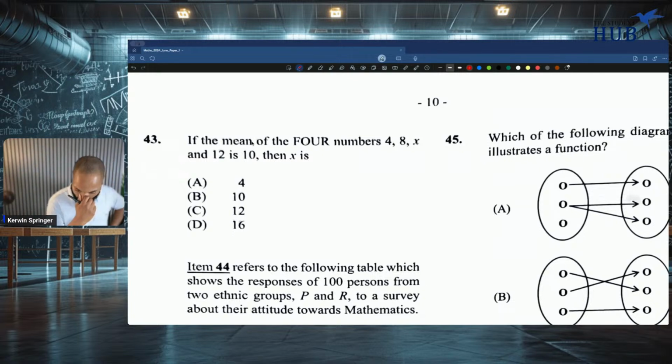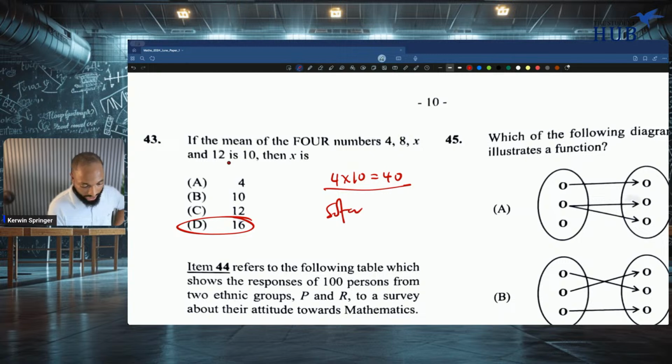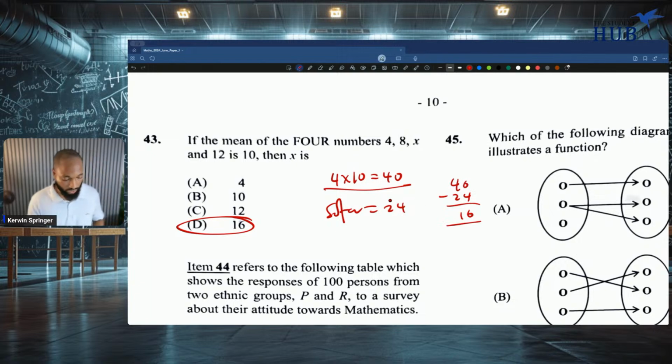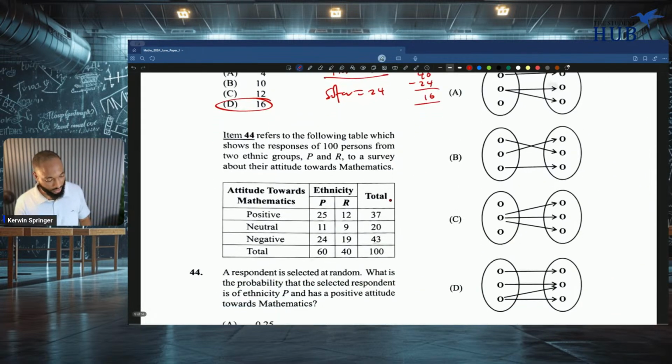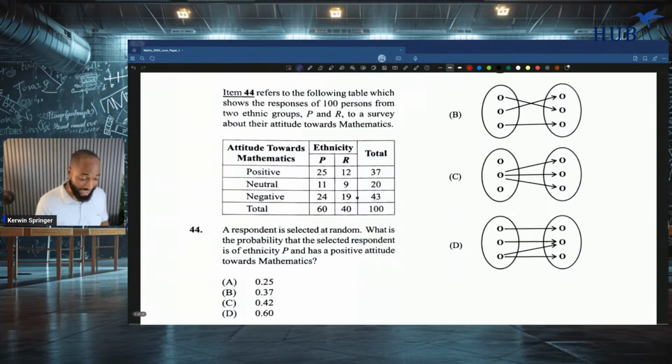If the mean of the 4 numbers is 10, all right, this is a strong repeat. The answer is 16. 4 numbers, mean 10, 4 by 10, 40. The missing number, so far, all the other numbers 4, 8, and 12 add up to 24. So the missing number is 40 minus 24, which is 16. Or there's another way you can do it as well, but we'll hold on to that for now. I just did that in class like an hour ago.